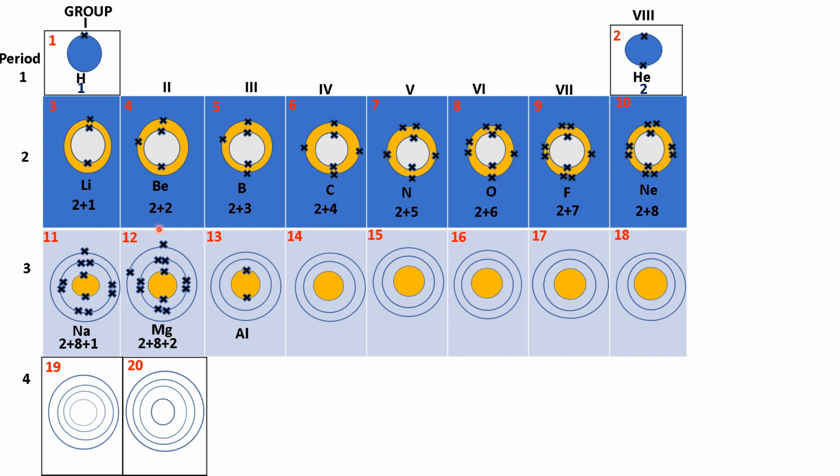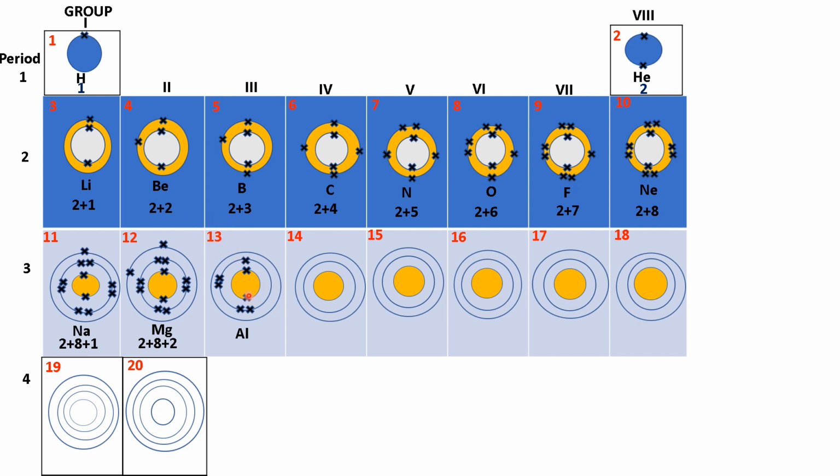So magnesium is present in group 2. And we have 3 shells, so magnesium is present in period 3. Next, aluminum atom, atomic number 13.